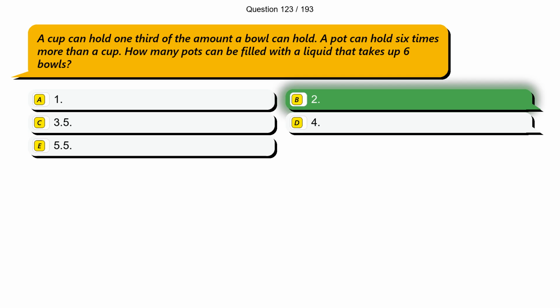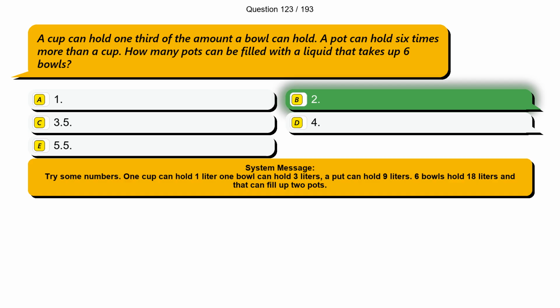The correct answer is option B, 2. Try some numbers. 1 cup can hold 1 liter, 1 bowl can hold 3 liters, a pot can hold 9 liters. 6 bowls hold 18 liters and that can fill up 2 pots.